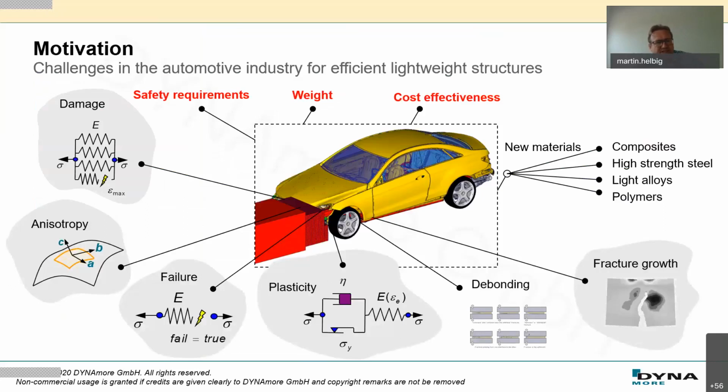We have challenges in the automotive industry for efficient lightweight structures. This means we have to fulfill the safety requirements, reduce the weight, and also have a look at the costs. These things are done with newer materials since the last years. So we have composites, high-strength steels, light alloys, and polymers. If you characterize this kind of materials, you should especially have a look at plasticity, anisotropy, and also take into account failure and damage. Sometimes the fracture grows, and debonding is a big issue. Today we are talking only about plasticity and a few slides about anisotropy. That's what we will see.